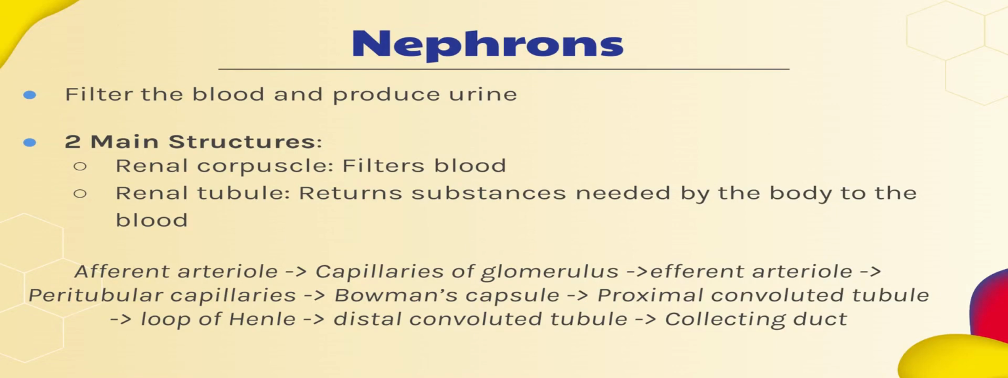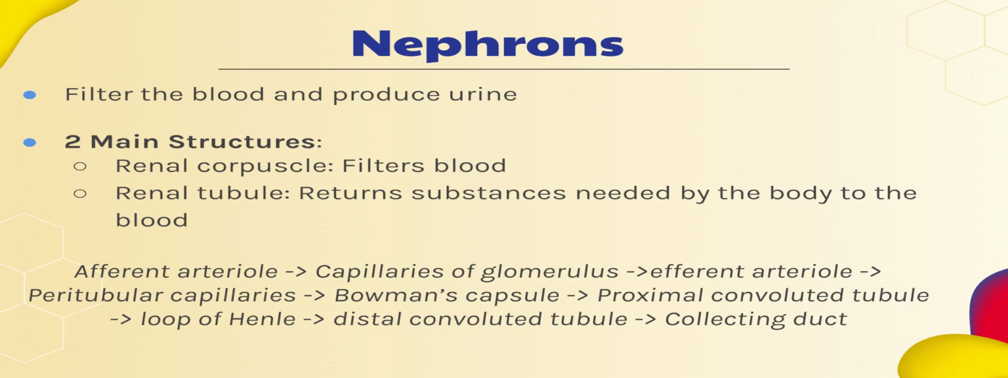Each kidney has over 1 million tiny nephrons. Each nephron is the basic working unit of the kidney. Waste products, excess water and salts, and certain solutes pass into the collecting ducts and eventually leave the body as urine. The main job of the nephrons is to filter the blood and to produce urine.